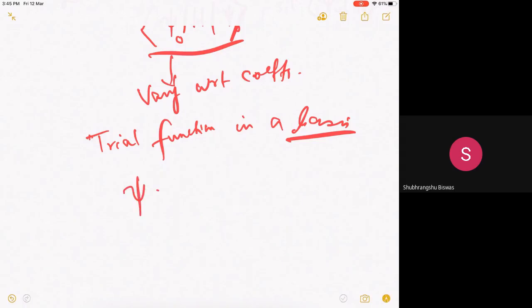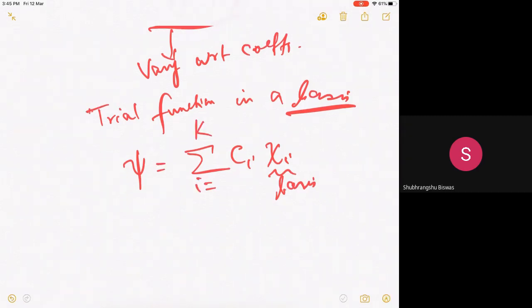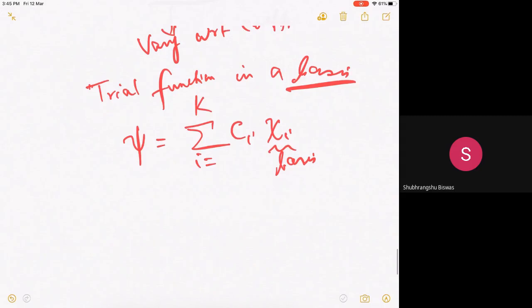Let me write psi as a sum over Ci, some basis, I'll just call it chi I. So this is my basis, I equal to 1 to k. It can be 1 particle basis, 2 particle determinant, 3 particle determinant, depending on the problem, but it doesn't matter. I want to find out this coefficient. So this is the trial function. I want to calculate C tilde by variation method.